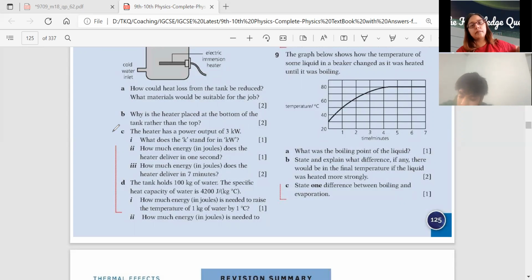So 7 minutes is 420 seconds, right? So 420 into 3000. That is 12,60,000 joules, which is also 1,260 kilojoules. But they're asking in joules. In joules only they've asked. Yes. Next.